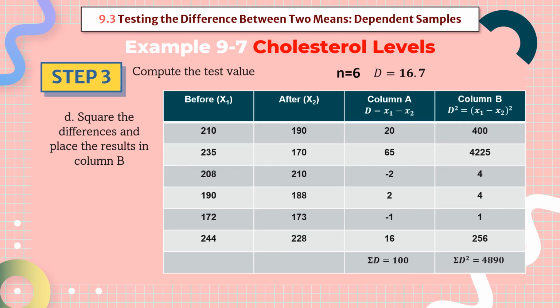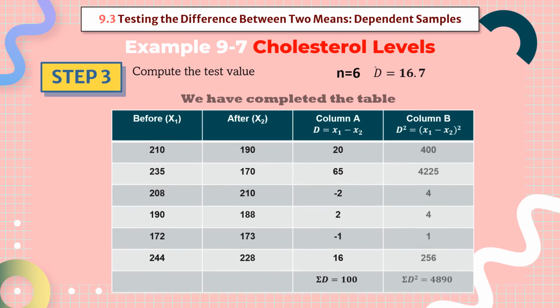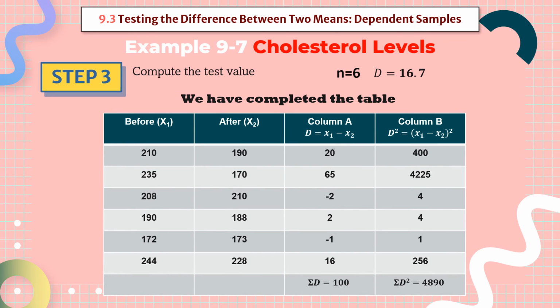We have the summation of D squared is equal to 4,890. We have completed the table.